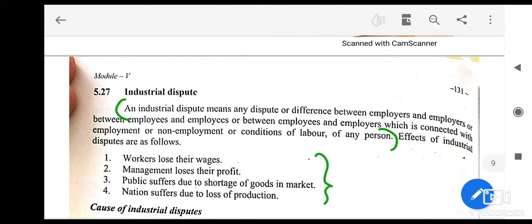The last topic is industrial dispute. Industrial dispute means any dispute or difference between 2 employees or 2 employers or between an employer and an employee. Effects of industrial dispute are: workers lose their wages, management loses their profit, public suffers due to shortage of goods in the market, and nation suffers due to loss of production.